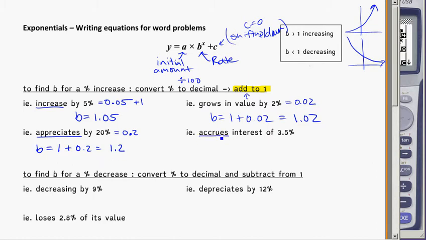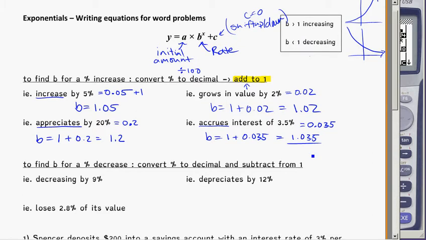Accrues is another word just meaning that it's accumulating, it's getting more valuable as well, it's collecting interest. So accrues interest of 3.5%. 3.5%, if you convert that, is going to be 0.035. Again, divide by 100 if you need to. And your b would be 1 plus 0.035, which is equal to 1.035. And that's what you would use in the equation.